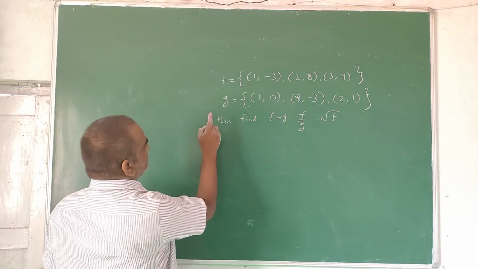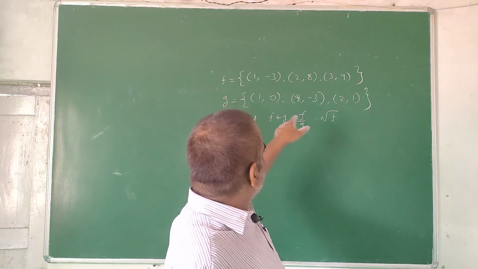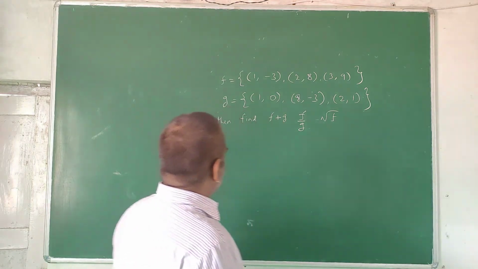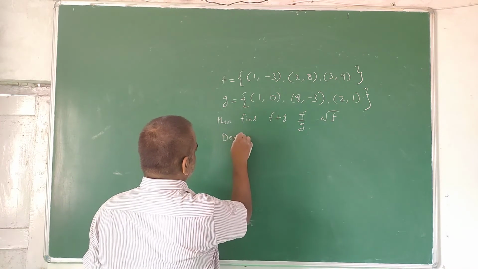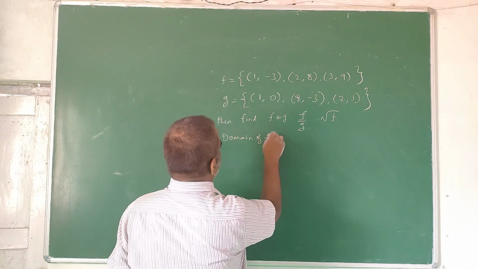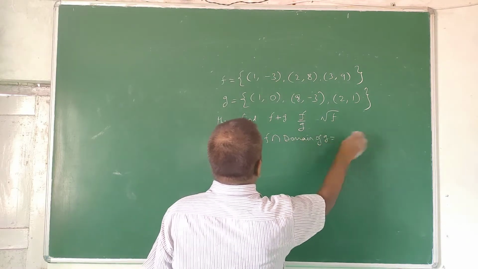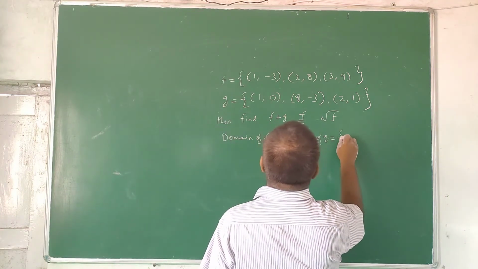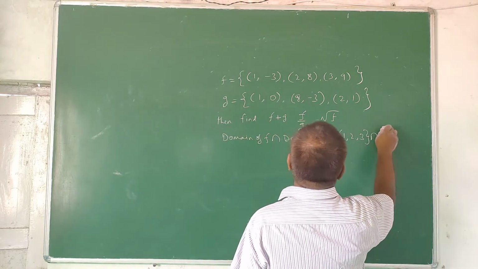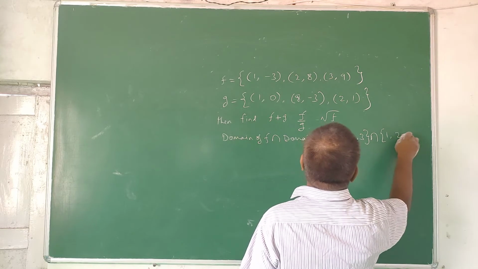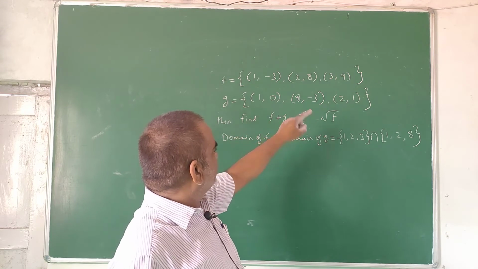So now here you see the domain of f is {1, 2, 3}. The domain of g is {1, 8, 2}. So the domains are different. So now you have to find the intersection of their domains. Domain of f intersection domain of g: domain of f is {1, 2, 3}, intersection domain of g is {1, 2, 8}.